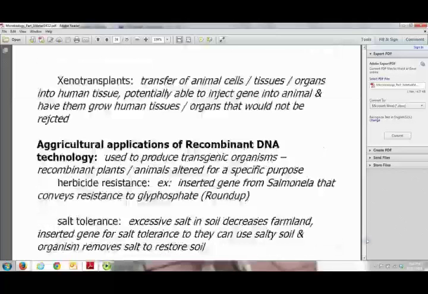Xenotransplants involve the transfer of animal cells or tissues or organs into humans. You could potentially inject a gene into the animal and have them grow human tissues or organs that would not be rejected. That one does sometimes raise some ethical issues, based on people's feelings about using animals specifically to grow things for human use.